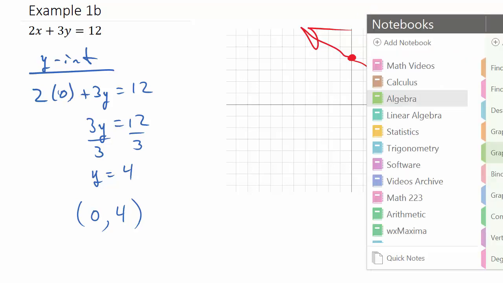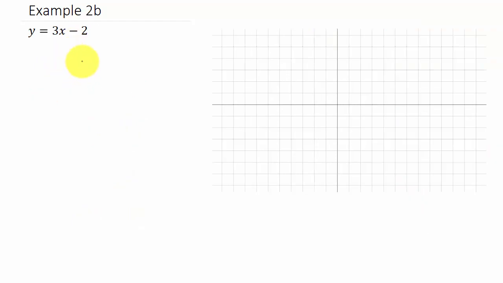Alright, so let's look at this second example. I've got y equals 3x minus 2. Let's find the x-intercept first. Now for this problem, instead of finding the x and y-intercept, it would be easier to use the y-intercept and the slope, the rise over run. But since we're doing the x and y-intercept, let's just go ahead and do that. So to find the x-intercept, we're going to replace y with 0, so that's 0 equals 3x minus 2, and then I solve for x.